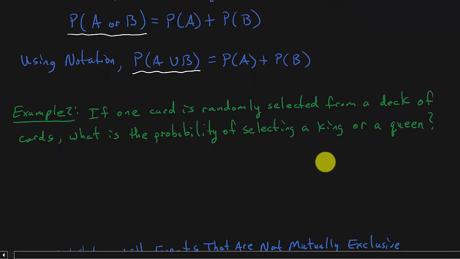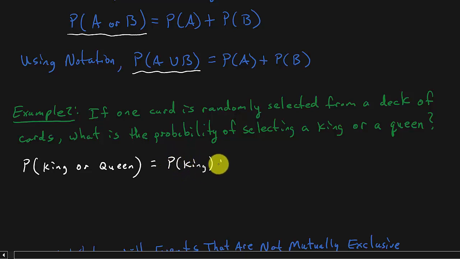So let's look at this. If one card is randomly selected from a deck of cards, what is the probability of selecting a king or a queen? So we want to know the probability of selecting a king or a queen. That's what we're looking for. All right. So that is just the probability of a king plus the probability of getting a queen.